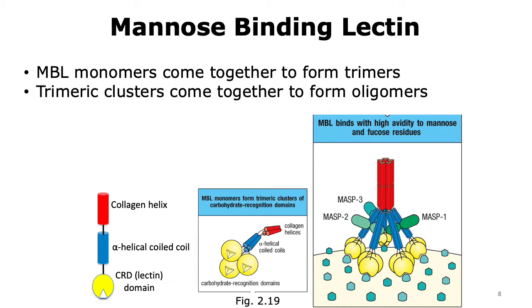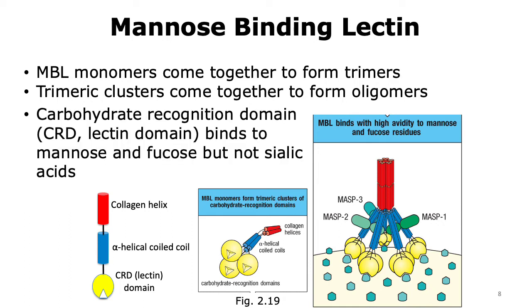In the case of this oligomeric structure, the carbohydrate recognition domain, or the lectin domain, has the ability to bind to mannose and fucose residues that are present on the cell surface of an organism, but not to sialic acids. Mannose is known to be present on the surface of many microorganisms, especially fungi, and so the Mannose binding lectin is able to recognize these microorganisms.